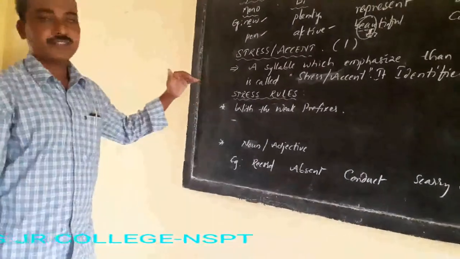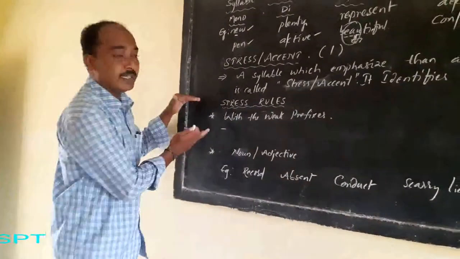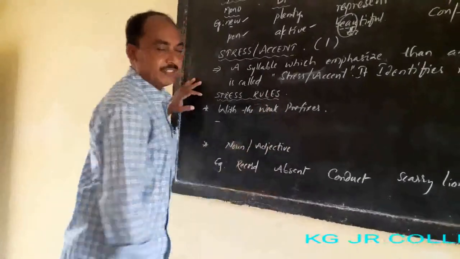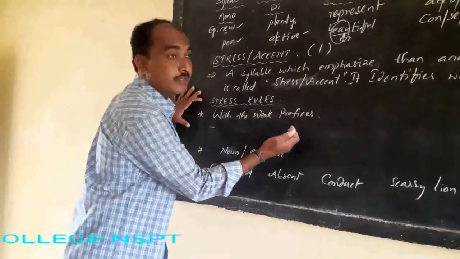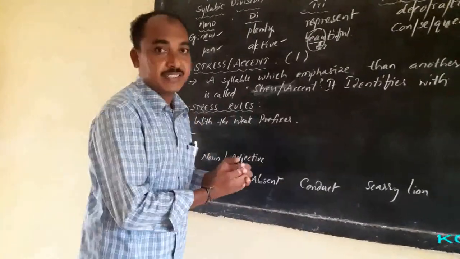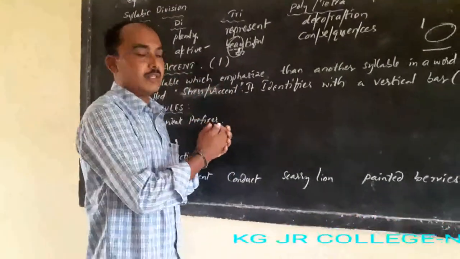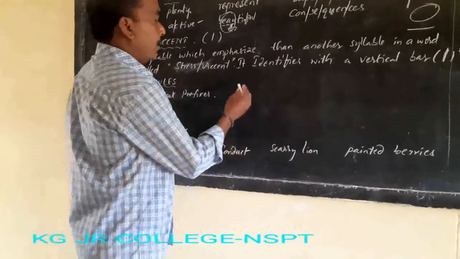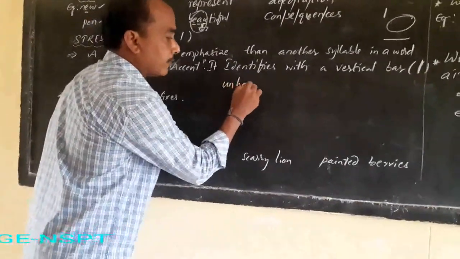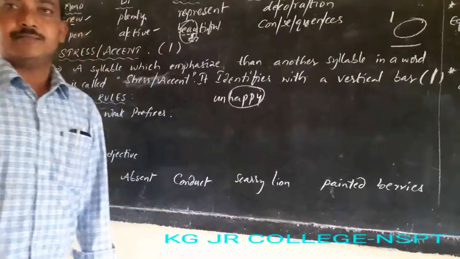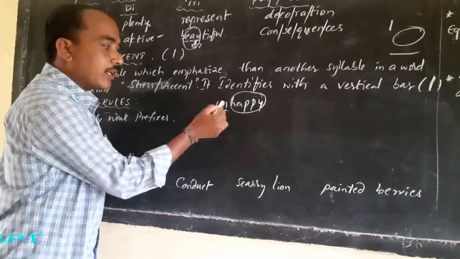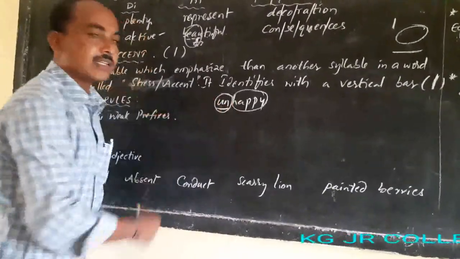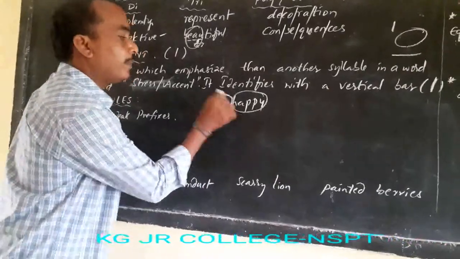How to identify stress? The first point here: with the weak prefixes, we have to use stress. Where do we have to use it with the weak prefixes? What are weak prefixes? Before that, what is a prefix? Prefix means, for example, the word unhappy. In this, happy is called a root word. Before we write un, before the root word, the letters that are there are called the prefix.